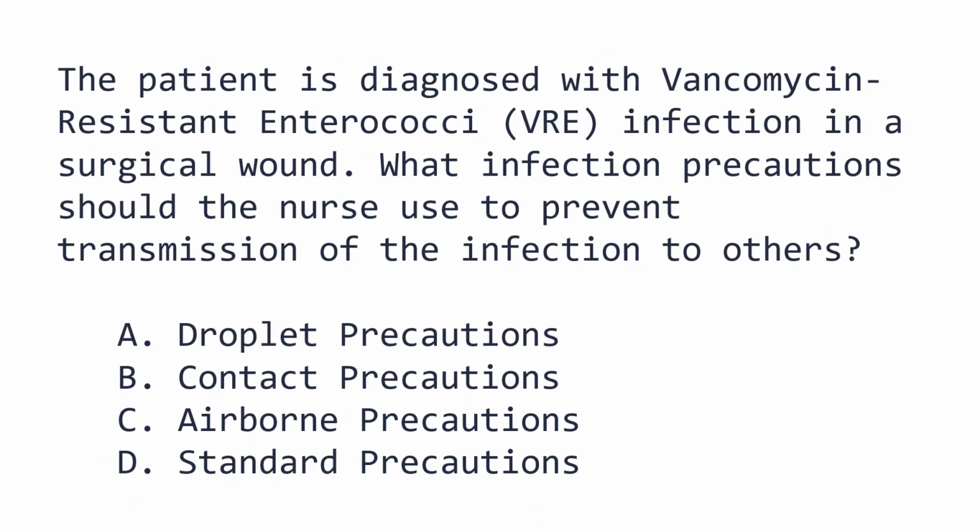The patient is diagnosed with vancomycin-resistant enterococci, which is known as VRE, infection in a surgical wound. What infection precautions should the nurse use to prevent transmission of the infection to others? A. Droplet precautions. B. Contact precautions. C. Airborne precautions. D. Standard precautions.